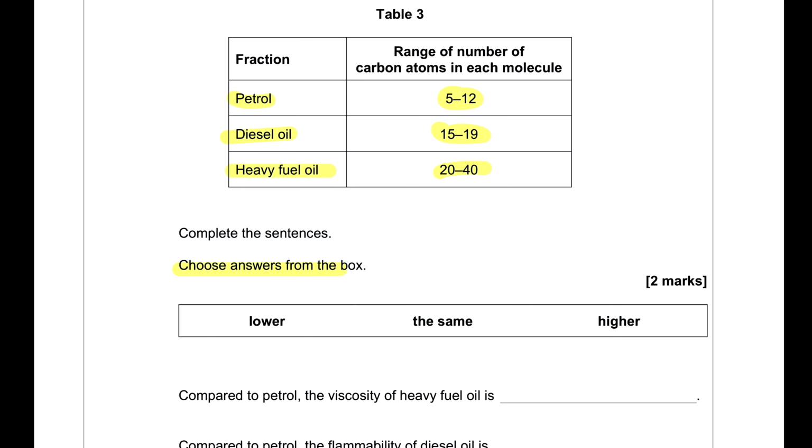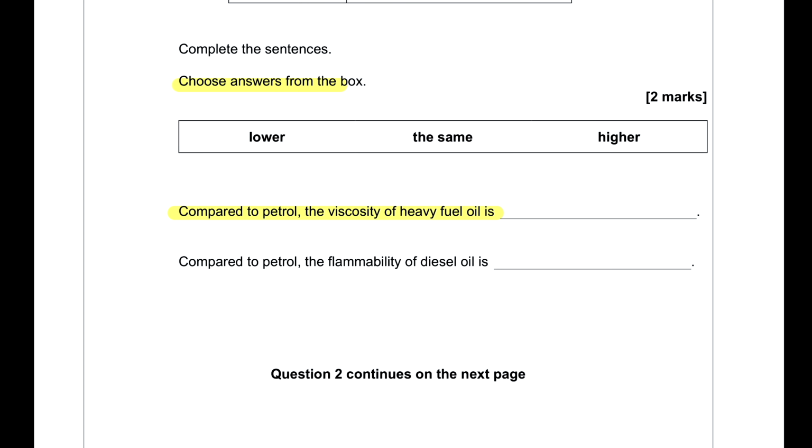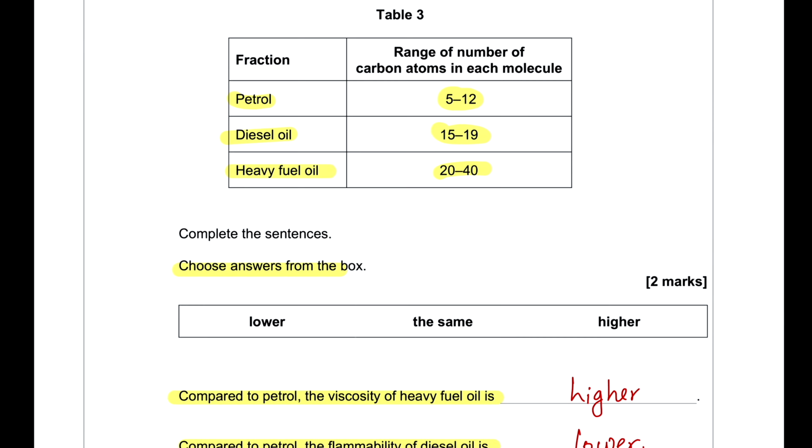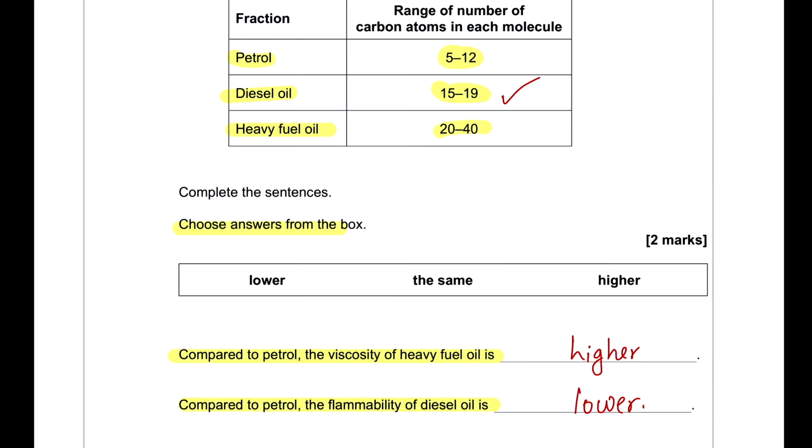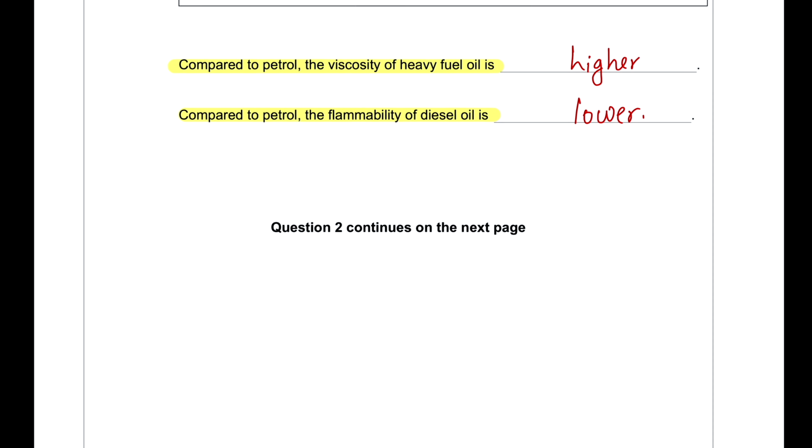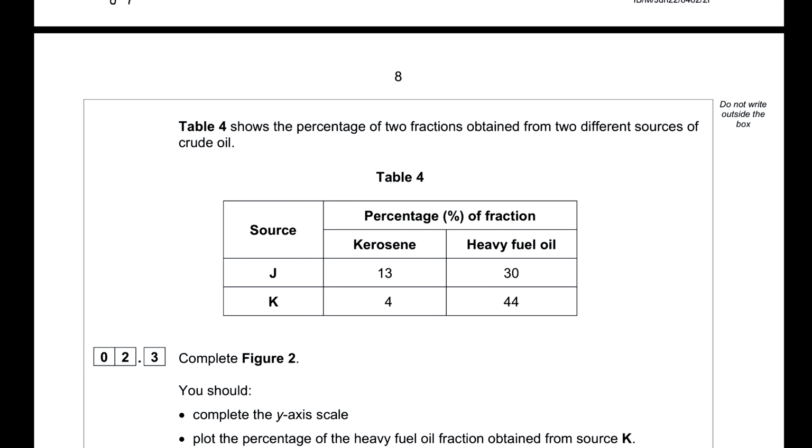Complete the answer from the box. Compared to petrol, the viscosity of heavy fuel oil is definitely higher because heavy fuel oil contains more carbon-containing molecules, which are viscous. Compared to petrol, the flammability of diesel oil will be lower, since diesel oil contains more carbon-containing molecules, so it will less easily evaporate, and as a result, catching fire would be a little bit different.